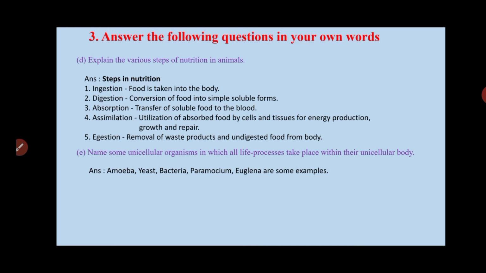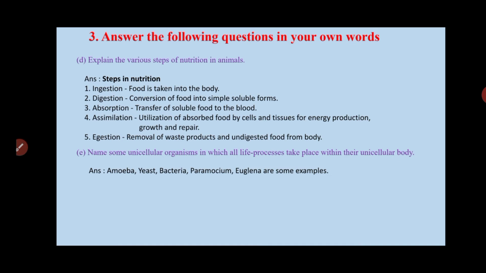And the fifth process is egestion, that is the removal of waste products and undigested food from the body. Means in this process the food which is not necessary for the body and waste products are washed out, thrown out of the body. That process is called egestion. Then question E: name some unicellular organisms in which all life processes take place within their unicellular body.